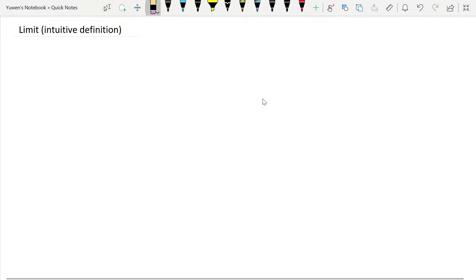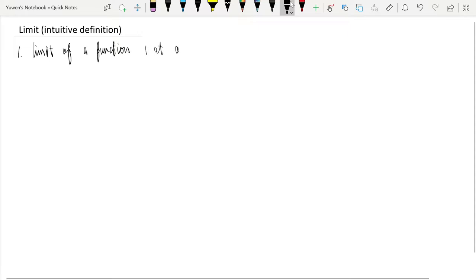Okay, let's define the limit and start the concept of limit. What is this limit? First, we look for the limit of a function. The limit is always at a point. What is the concept of limit? Let's first look for an example.